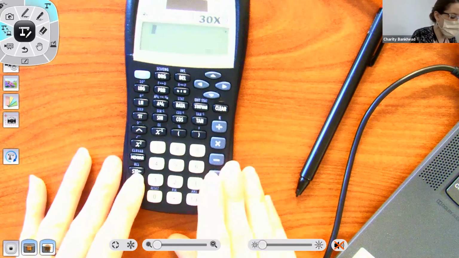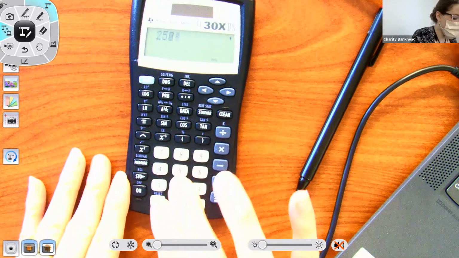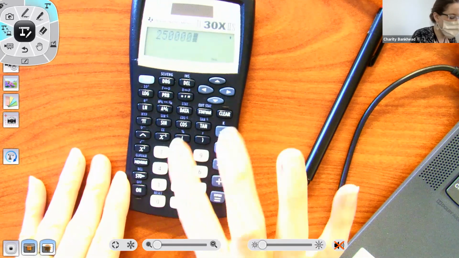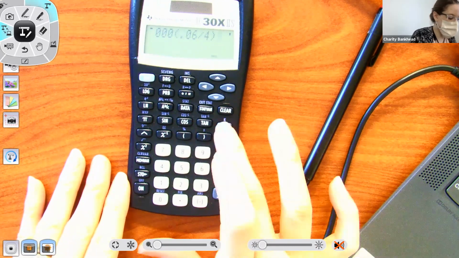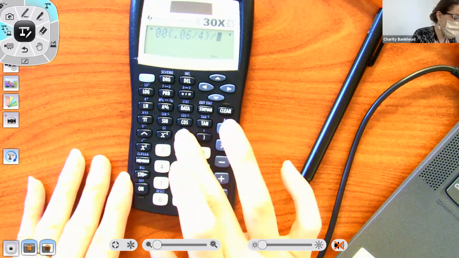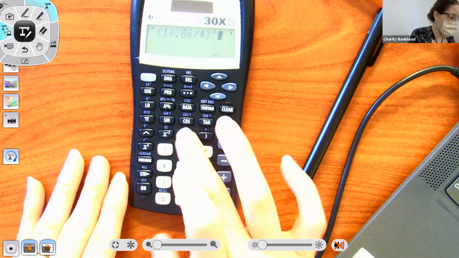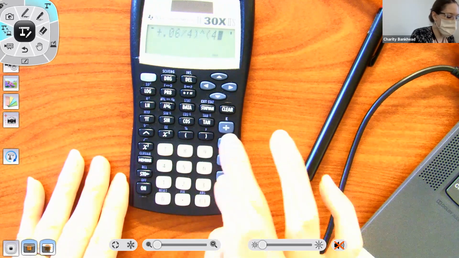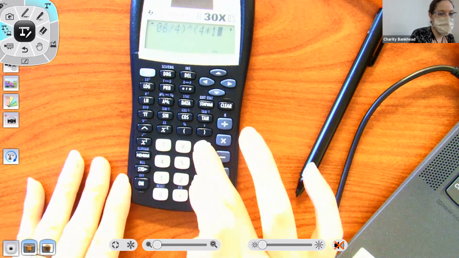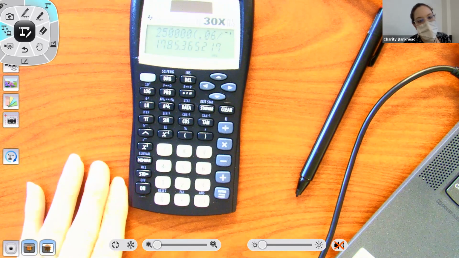Okay, so we've got 250,000, open parentheses 0.06 over 4, close the parentheses, divided by 2 open parentheses, 1 plus 0.06 over 4, close the parentheses, to the power of, open parentheses, 4 times 19, close the parentheses, minus 1, close. So 1785, if we round it to the nearest dollar, 1785.